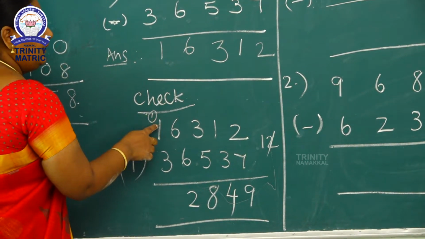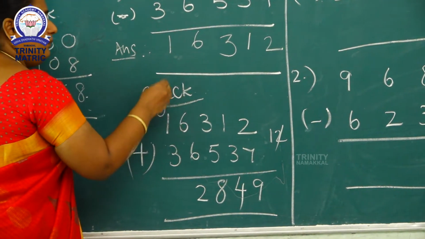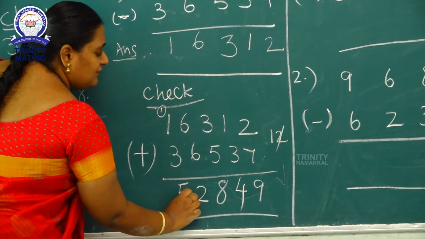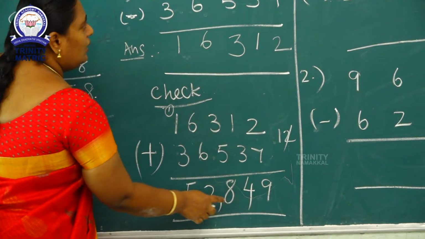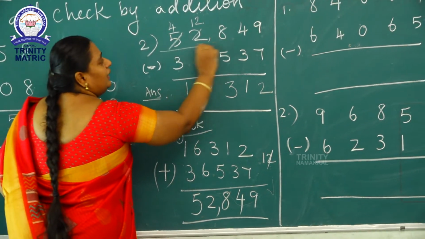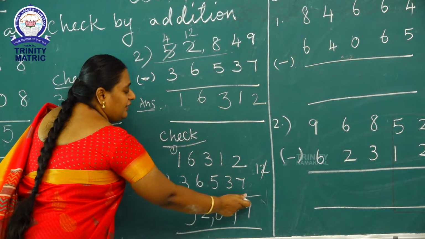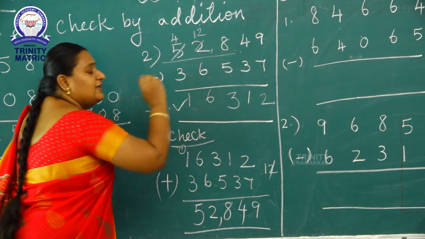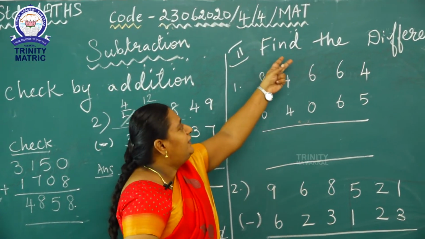Okay, next place. Then 1 plus 3 is 4. 4 plus that carry over number. So 4 plus 1 is 5. So 52,849. So now see, you get the other number, that is the top number, 52,849. Now your answer is correct. Okay. Next, find the difference.